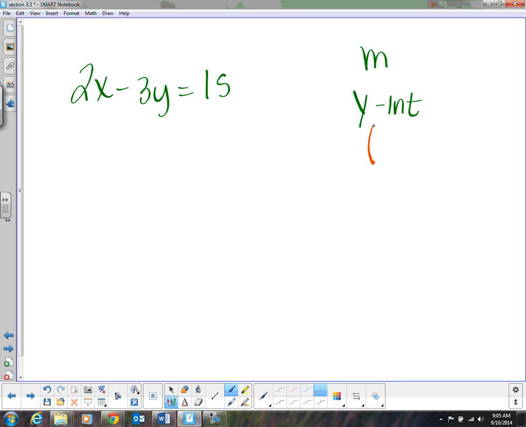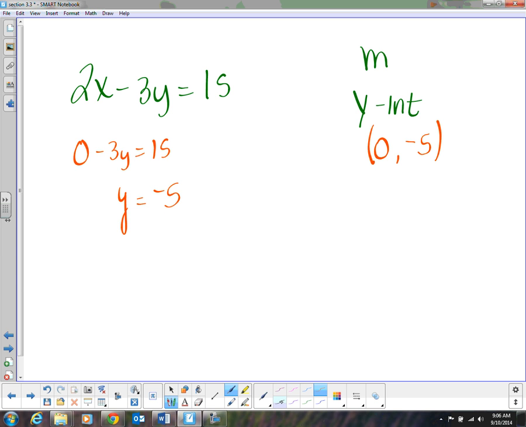Okay, y-intercept means if you're on the y-axis, you haven't moved left or right. So your x is 0. So we're going to say 0 minus 3y equals 15. What does y equal? Negative 5. So there's your y-intercept. How do you find your slope?